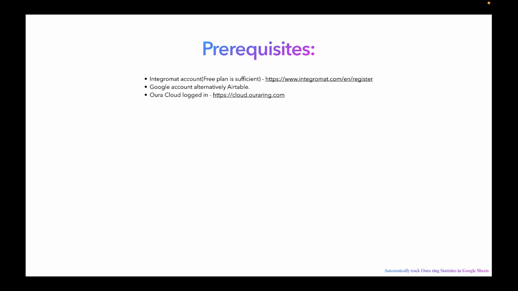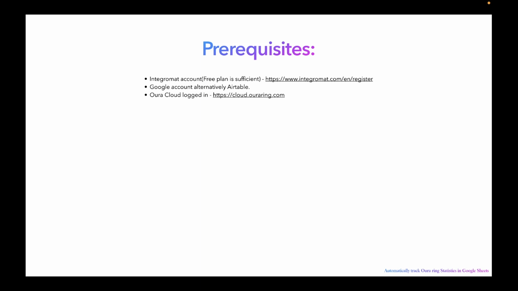The first thing you need is an Integromat account, and the free plan is more than sufficient. If you haven't got one, just follow the URL on the screen and register an account. The next thing you need is a Google account, or alternatively Airtable. Just some sort of Excel-like software to store the data.